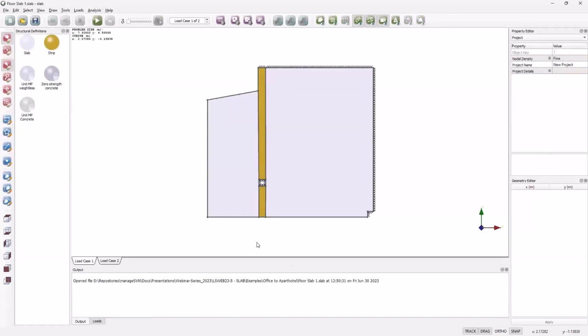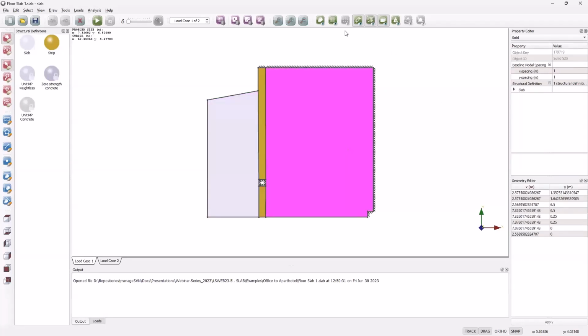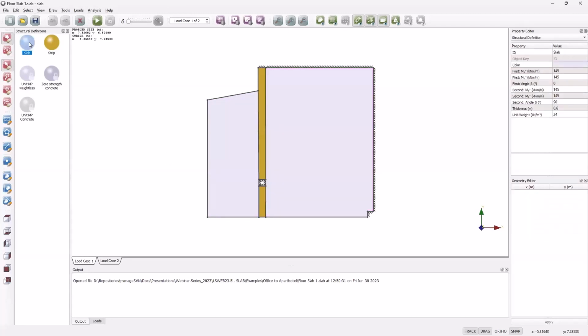we can see here is the LimitState slab representation of that corner of the slab with the yellow part, which is the beam. We have the column, and we also have the slab to either side. On the left-hand side here, we have structural definitions. So we have the slab itself with the 145 kilonewton meters per meter MP in both directions. And then we also have the strip itself, which is the beam. And obviously you can see here that the MP value for that in the vertical direction is much higher.